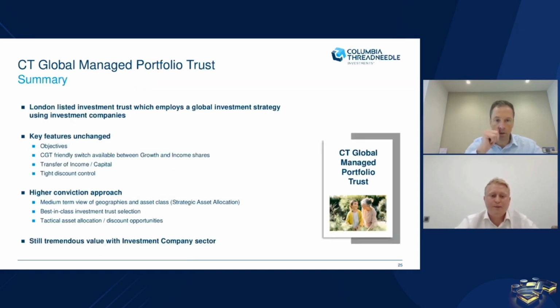And then in terms of a summary, the CT Global Managed Portfolio Trust is a one-stop shop for investment trust exposure. Some of the key features will remain unchanged. That is the objectives, both the growth and the income shares. The CGT-friendly option for investors to switch between shares once a year in October. The transfer of income accrued and received in the growth portfolio over to income in return for capital, and the maintenance of tight discounts.